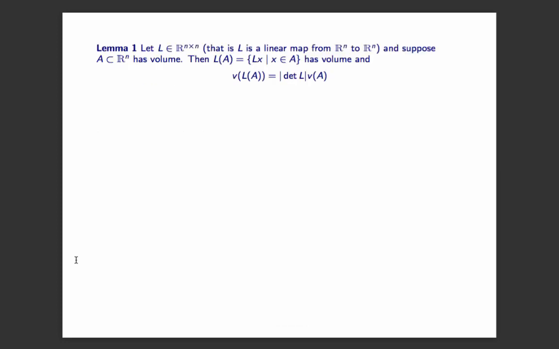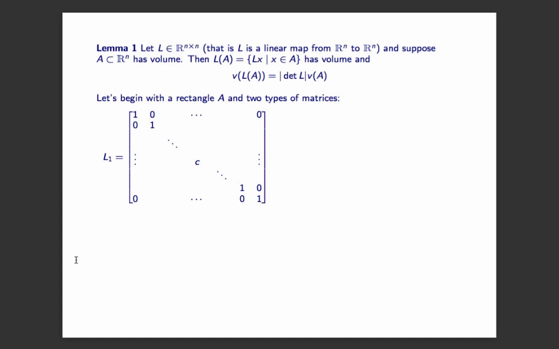Okay, let's go to lemma 1. So we're going to go through and prove each of the lemmas. We already got lemma 3 out of the way. Let's start with lemma 1, where L is an n by n matrix. We can think of it as a linear map. And suppose that A has volume. Then my goal is to show that the volume of L of A is equal to the absolute value of the determinant of L times the volume of A.